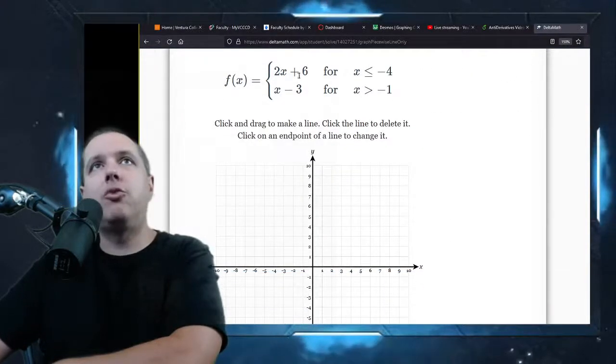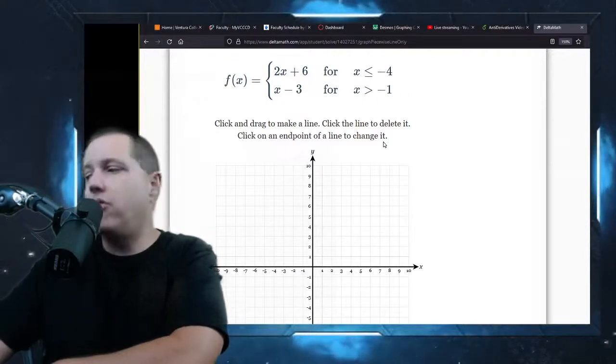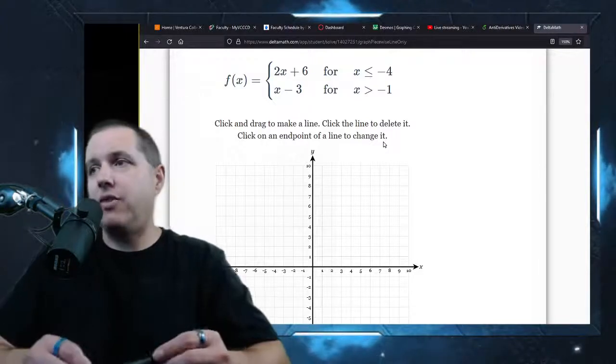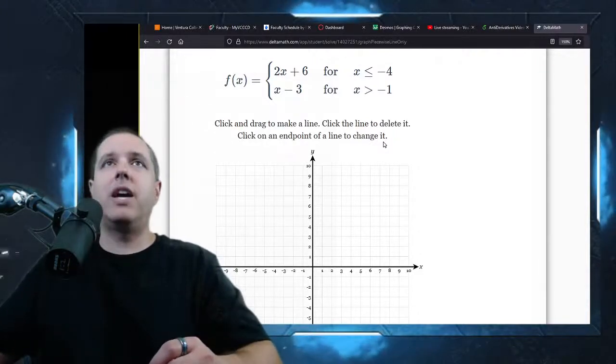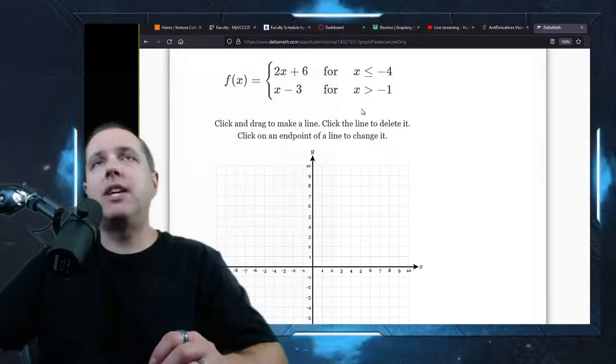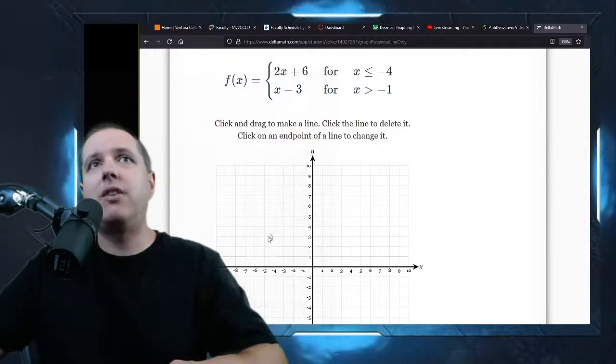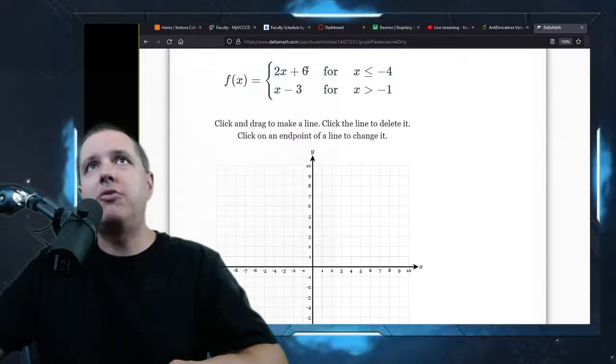Okay, the line 2x plus 6 when x is less than or equal to -4, and x minus 3 when x is greater than or equal to 1. You might want to plot points for this. Let's do it a different way. Let's look at 2x plus 6 when x is less than or equal to -4. So what would -4 be when I plug it in here? I'd get -8 plus 6 would be -2.